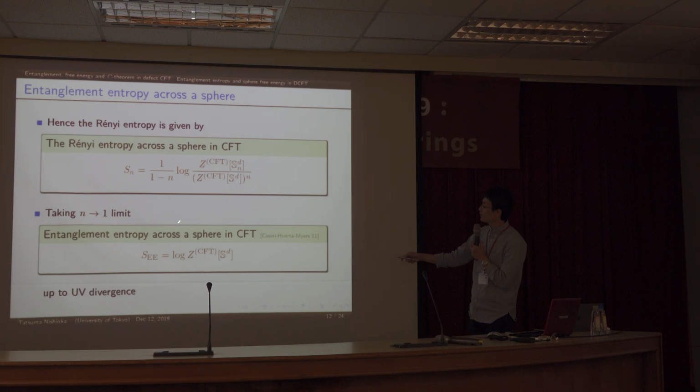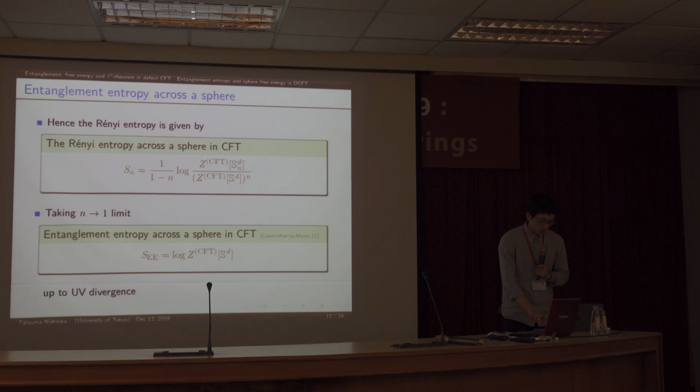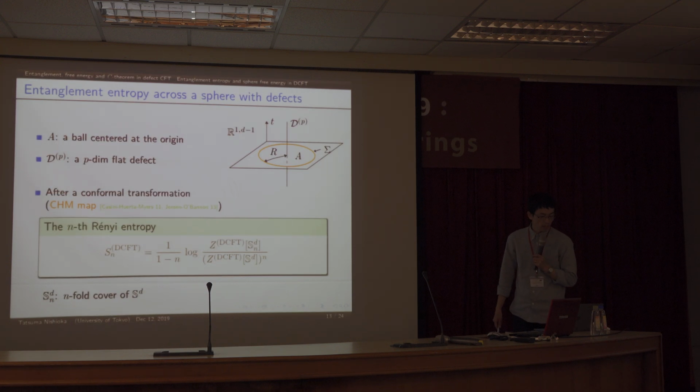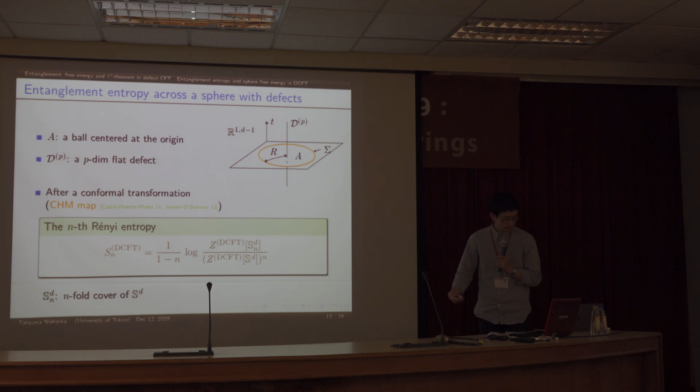So in the n goes to 1 limit, you can show that up to UV divergence, entanglement entropy is nothing but the sphere partition function. So this is a remarkable result. And now I'd like to generalize this argument to the theory with defects. Now I put a defect, a p-dimensional defect, in a symmetric location. In this figure, the defect is just one-dimensional, so I insert it at the origin. And I also consider the spherical region A.